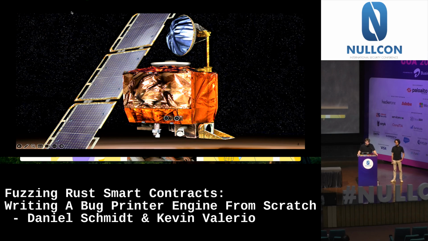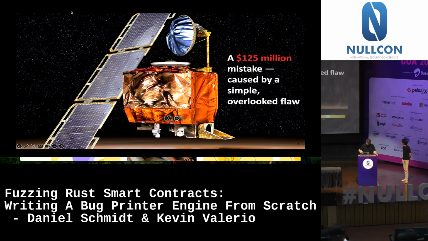It's the Mars Climate Orbiter, which NASA sent into space in 1998, and it failed shortly after. This was because of a simple unit conversion bug. A very simple flaw that could have been prevented by very simple testing beforehand, like unit tests or fuzzing. And yeah, they lost about $125 million because of this.